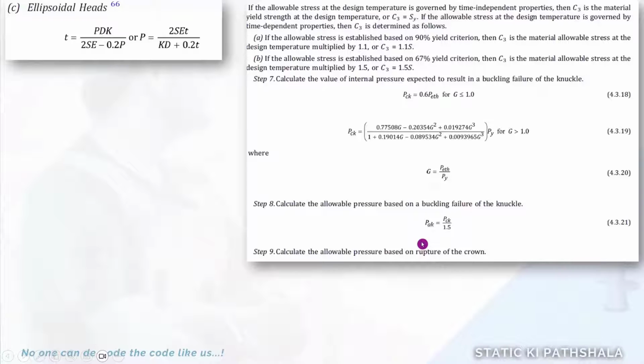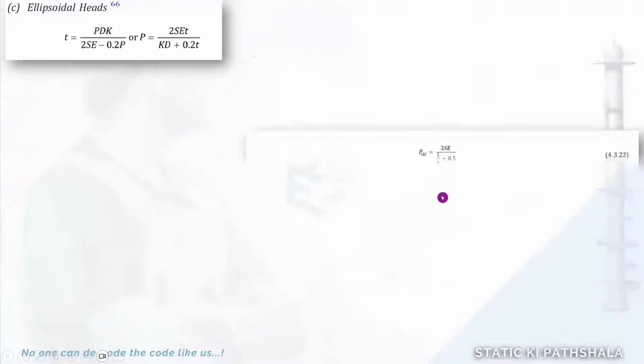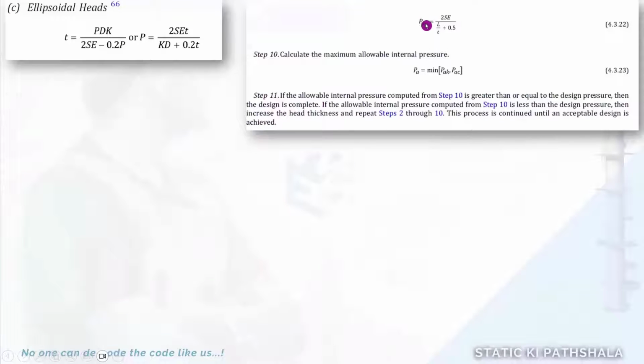So then we have to calculate another allowable buckling failure pressure for the knuckle. We have this calculated for what? Buckling failure of the knuckle. This is also buckling failure of the knuckle. So this is PAK, which is equal to whatever the PCK we have calculated divided by 1.5 as the factor. So once we have calculated this, then we have to calculate the pressure based upon the rupture strength of the crown. So we have to calculate PAC, C for the crown, K for the knuckle.